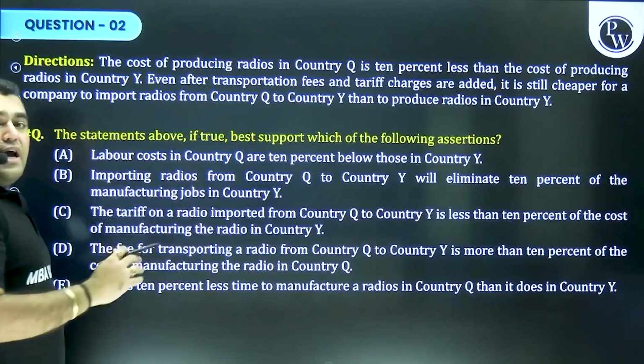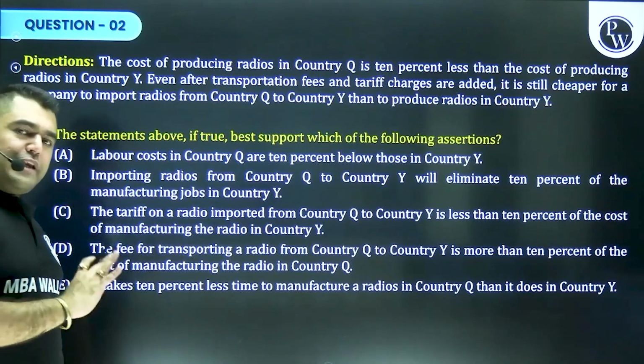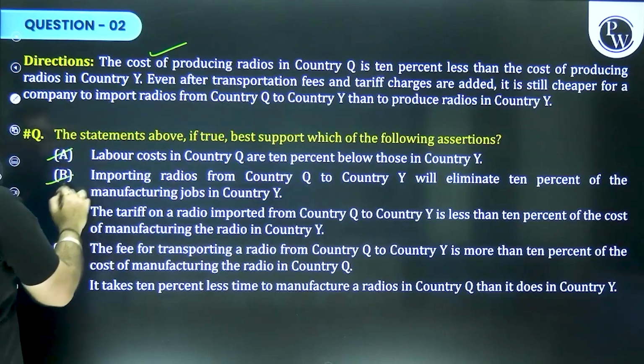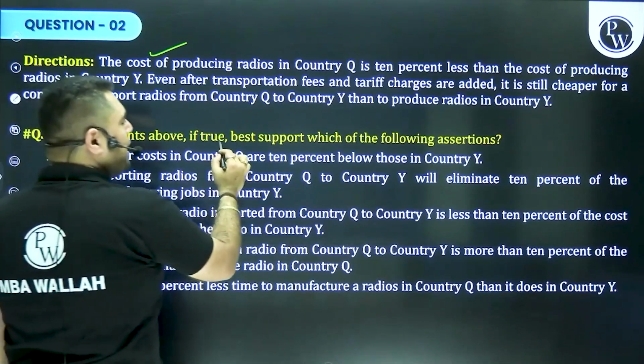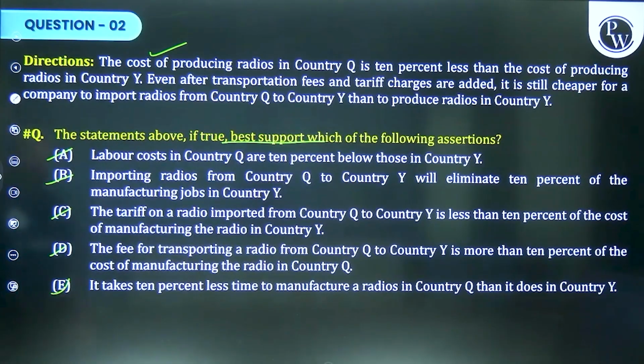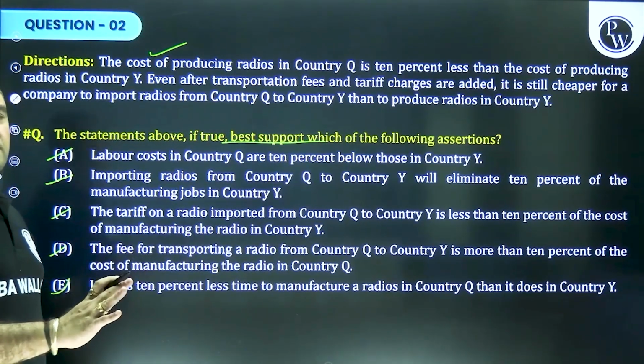Once again, see, I'm not going to spoon feed immediately. First I'll give you all time to solve, then Amit sir will explain. Quickly read this and tell me. Which of them can be best supported? Okay, meaning logically inferred. Please go ahead. Chalo people, very simple.